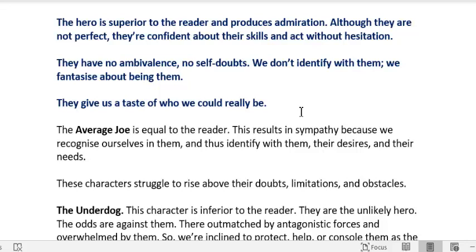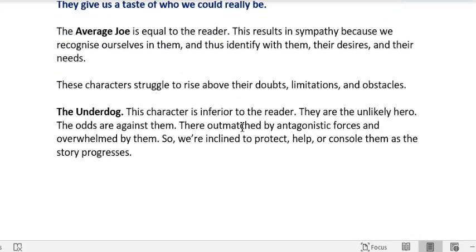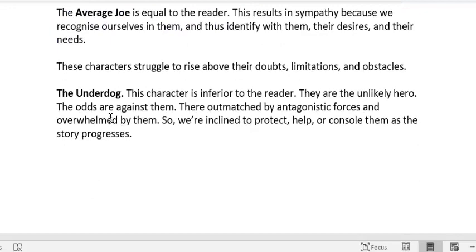This results in sympathy because we recognize ourselves in them and thus identify with them, their desires and their needs. So you could have Sandra Bullock in that film I mentioned earlier on as the average Joe. These characters struggle to rise above their doubts, limitations and obstacles. Then there's the underdog. This is the film Rocky.